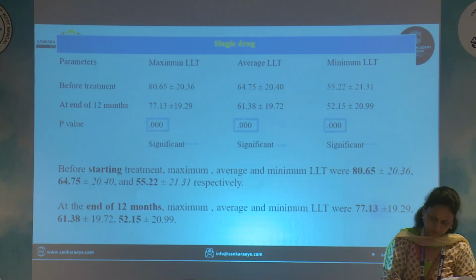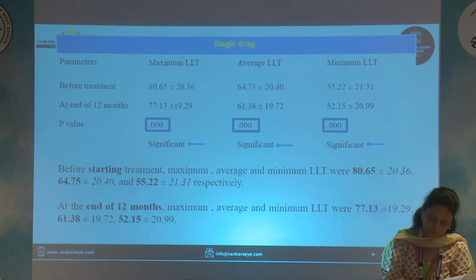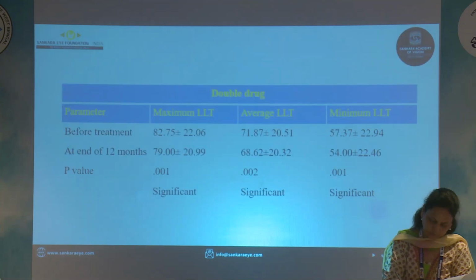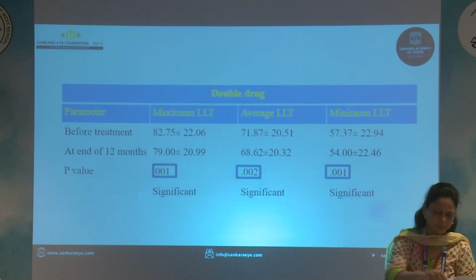The p-value was found to be statistically significant, stating that anti-glaucoma medications have an effect on lipid layer thickness. Similarly, in patients who are on double drug, the decrease in lipid layer thickness parameters was found to be significant, stating the same, that AGMs have an effect on lipid layer thickness.